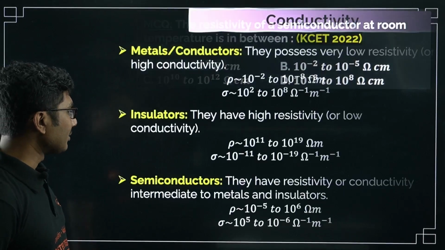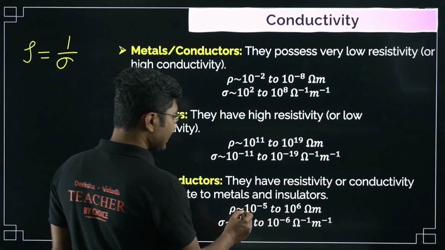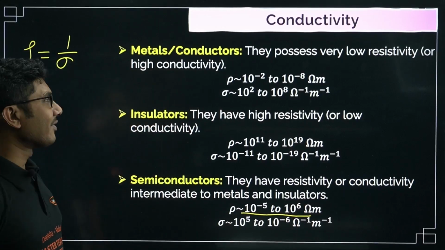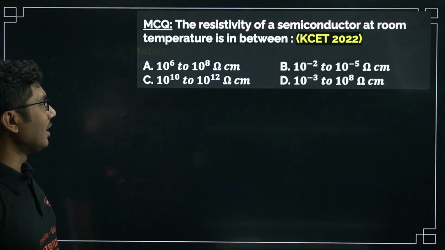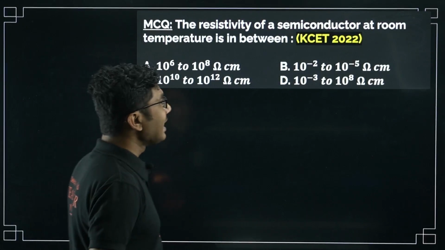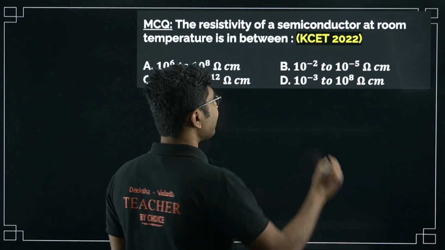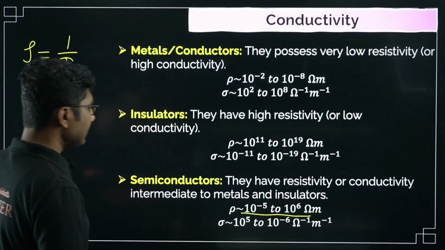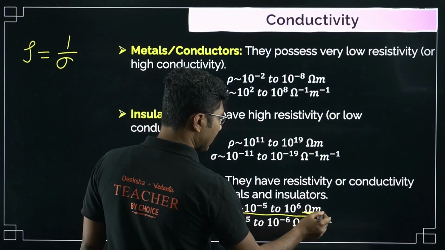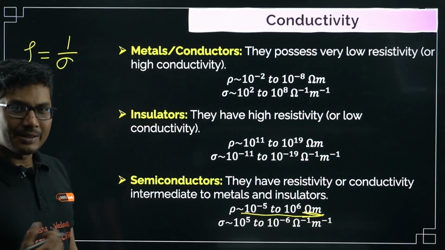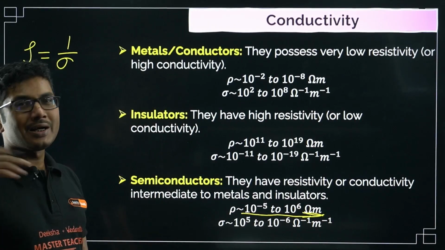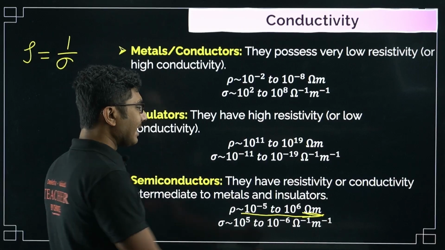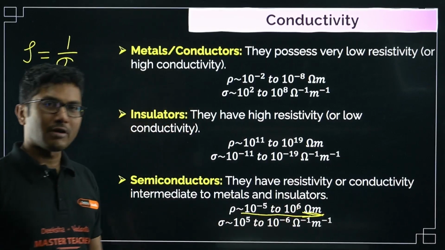So let's see once more. As you can see, the resistivity is 10 to the power of minus 5 to 10 to the power of 6. This is the average range. From the given range, because it is ohm meter, now you have to understand that the unit was ohm meter. Now if you take it in centimeters, you have to multiply by 100. So 10 to the power of minus 5 will become 10 to the power of minus 3, and 10 to the power of 6 becomes 10 to the power of 8.